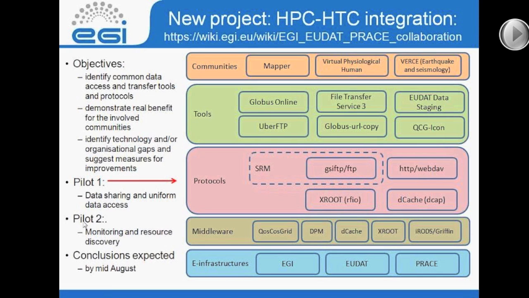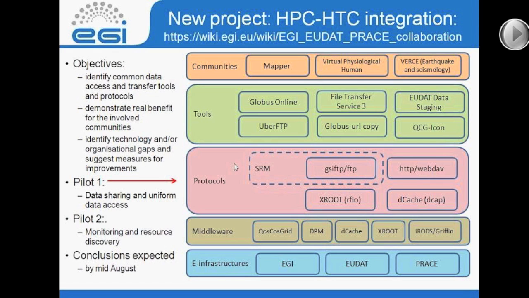Actually, we are running two pilots in parallel. The first pilot is focusing on the data sharing and uniform data access option. And here on the right side of the slide, you can see the protocols and tools that are tested and set up in this context. And the second pilot is the monitoring and resource discovery capability, which looks at the problem of how to register resources into information systems that could be used by workflow managers in order to identify suitable HPC, HTC, and data resources from three different infrastructures in a seamless way.